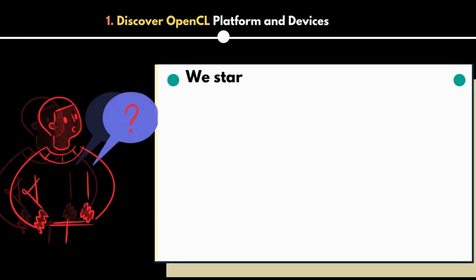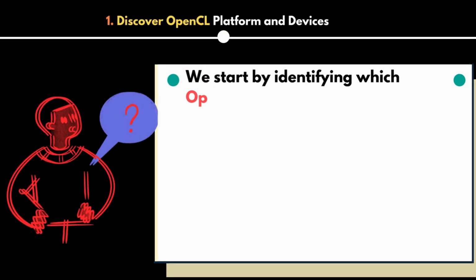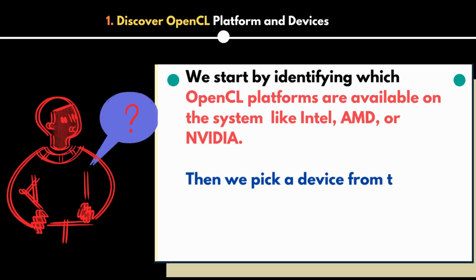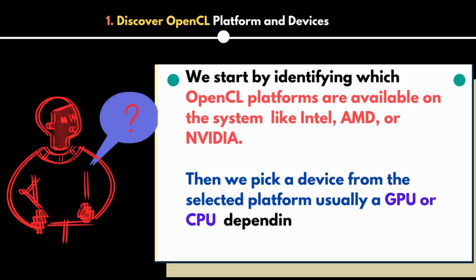First, we need to discover the OpenCL platform and device. We start by identifying which OpenCL platforms are available on the system, like Intel, AMD or NVIDIA. Then we pick a device from the selected platform, usually a GPU or CPU, depending on what we want to run our kernel on.